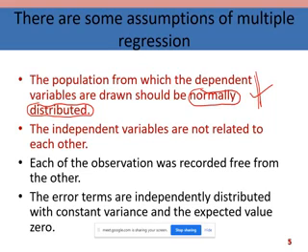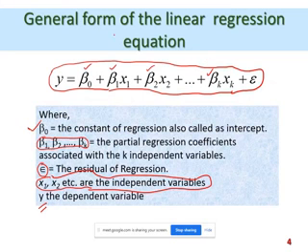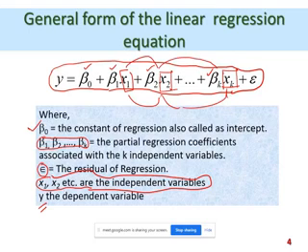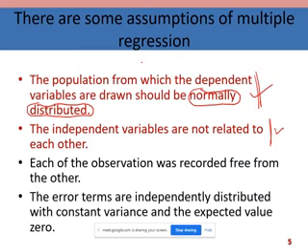If the assumptions are not satisfied, we cannot apply the technique. If we apply it, it may take us to wrong results. Independent variables are not related to each other. That means in the previous equation, this is one independent variable, this is another, and this is another. These independent variables are not related to each other. If the independent variables are related, then this regression will not work well. So they need to be independent of each other.